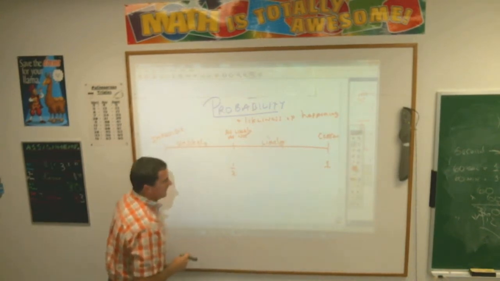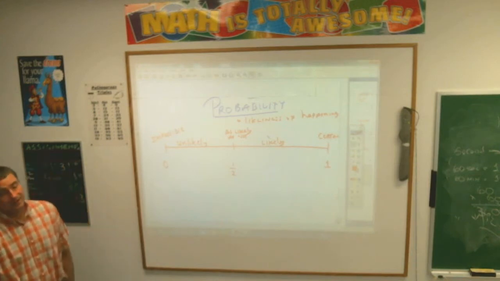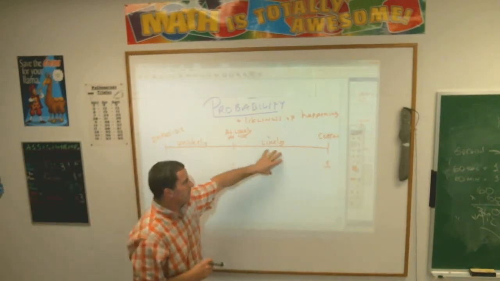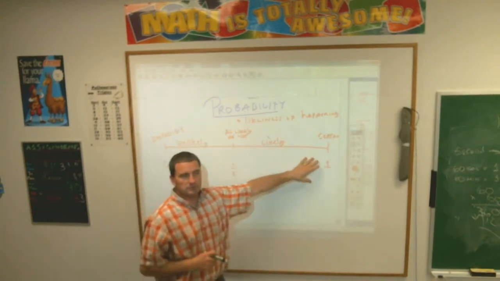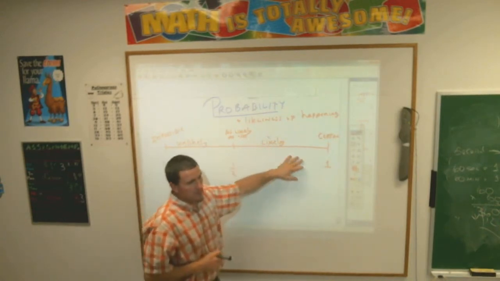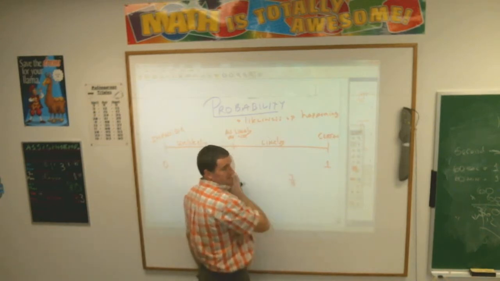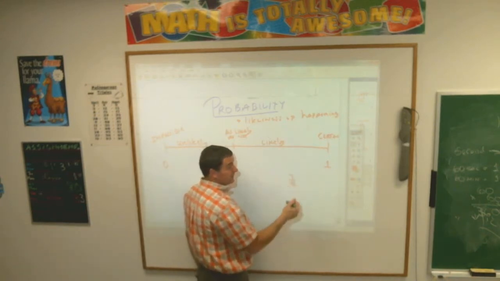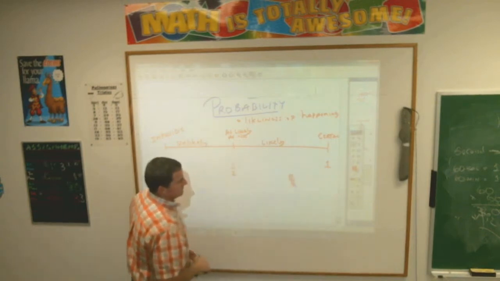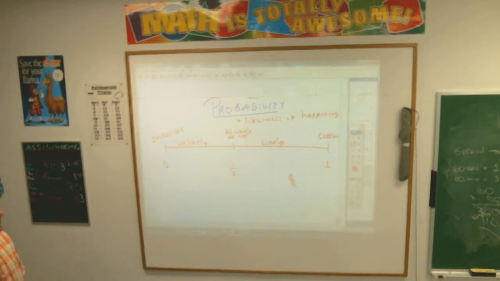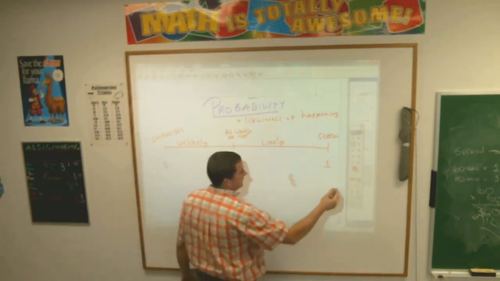And remembering again that probability is just that. Unless it's impossible or certain, if you have a probability that falls anywhere in here, you could get either result. You could have a 7/8 probability that something's going to happen, and it doesn't happen because 1 out of 8 times it's not going to. So unless it's certain or impossible, it can happen either way.